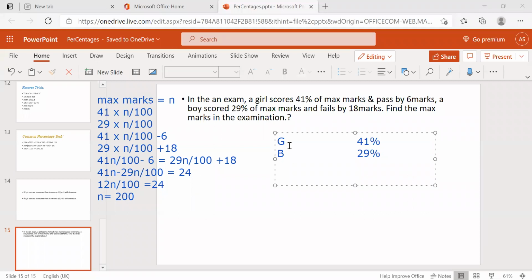What's the difference of these two? The girl scored more than the pass marks and the boy scored less than the pass marks. And what's the difference between these two? The boy needs to get the pass marks and the girl has more. So totally, it's nothing but 12% is the difference. Now, if you find what that 12% is in marks, then you can find the total marks, right?